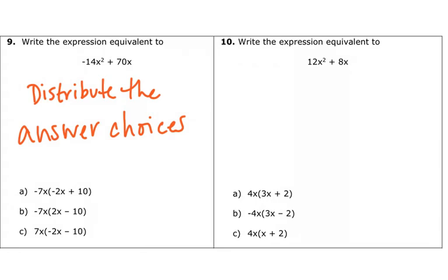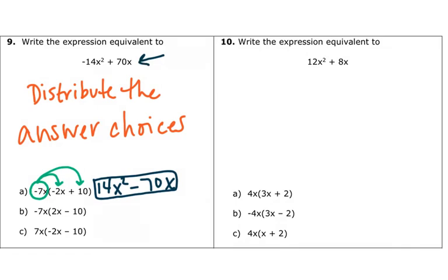Okay, let's see what that means. I'm going to take this and distribute just like you did in the last chapter. This is not double distributing because there's only one number out here to distribute. Negative 7 times negative 2 is positive 14. X with another x makes x squared. Negative 7 times 10 is negative 70 with an x. Does this answer match this question? It's close, but it's not the same. Can't be B.